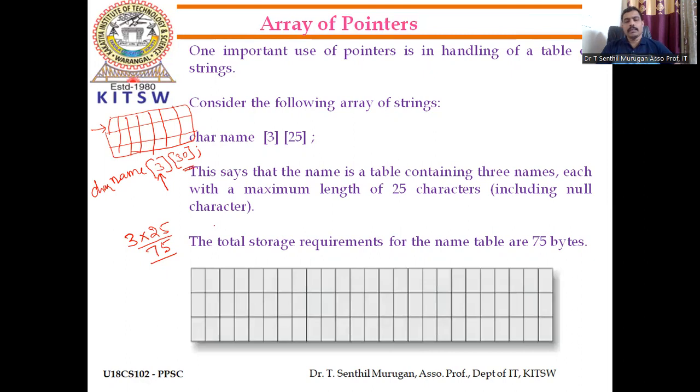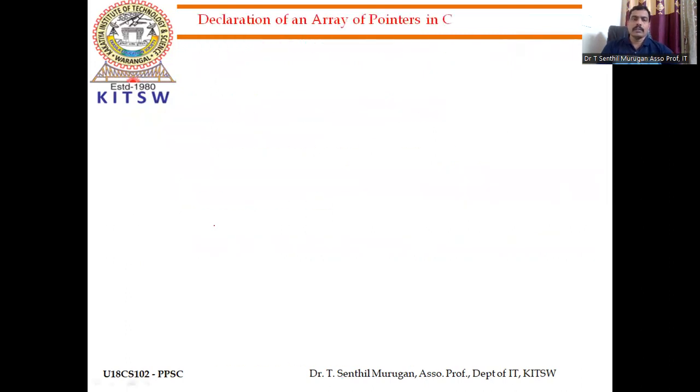So how will the memory be allocated? Like this: 3 rows will be there and each row has 25 bytes. In total, 75 bytes will be occupied by these declarations. Now, how to declare an array of pointers in C language, that we are going to discuss now.